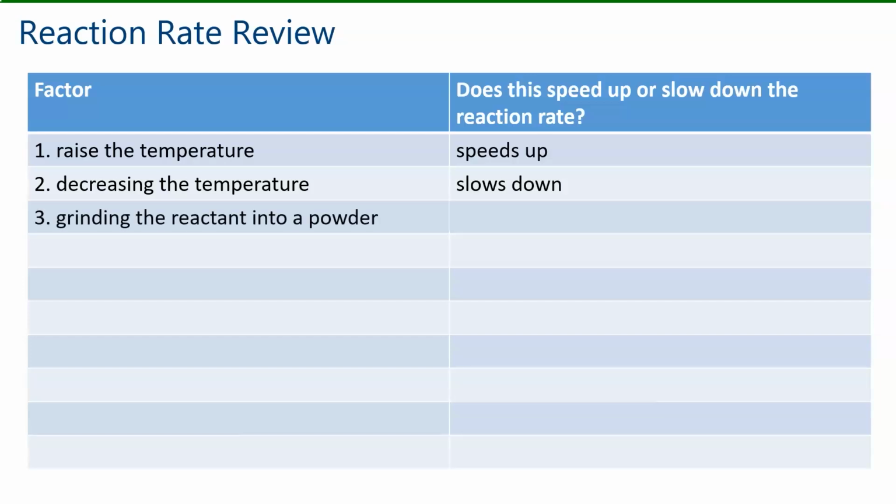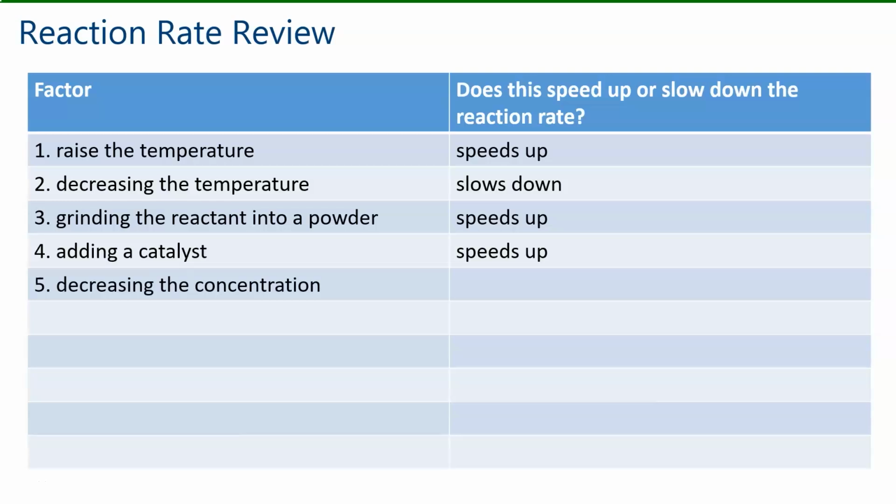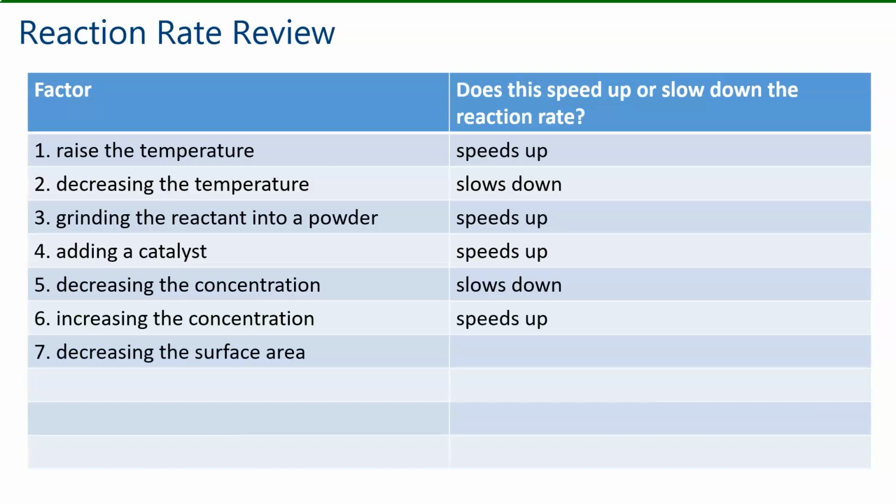How about grinding the reactant into a powder? This is going to speed up the reaction rate because we've increased the surface area available to react. What does adding a catalyst do? Adding a catalyst speeds up the reaction rate. How does decreasing the concentration affect reaction rate? It will slow it down. What about increasing the concentration? That's going to speed up the reaction rate. How about decreasing the surface area? That will slow down the reaction rate.